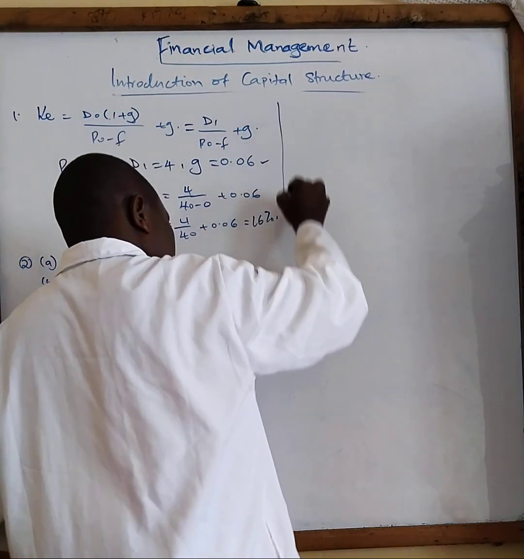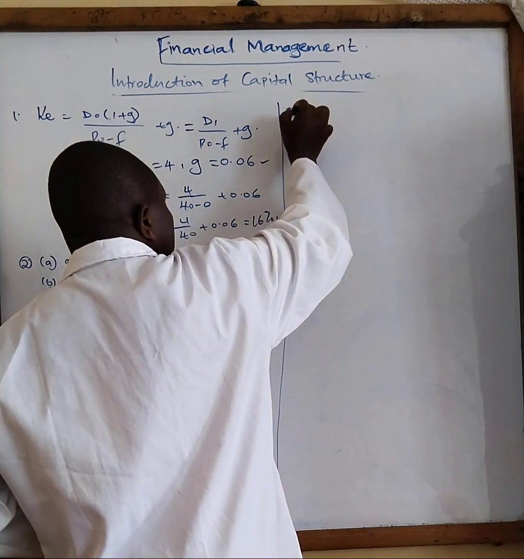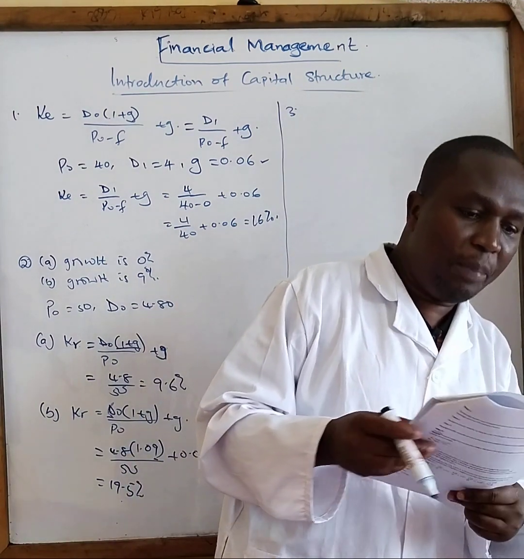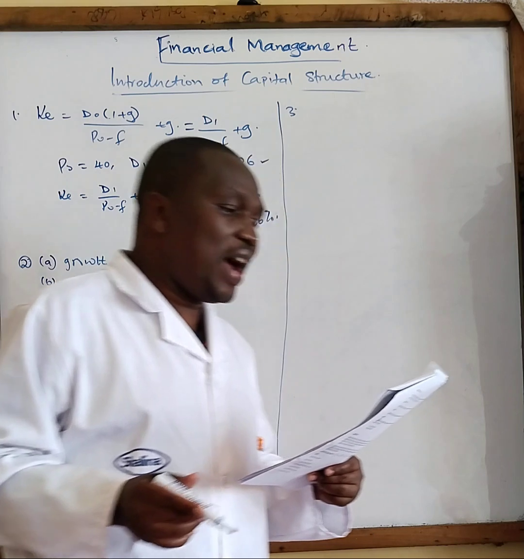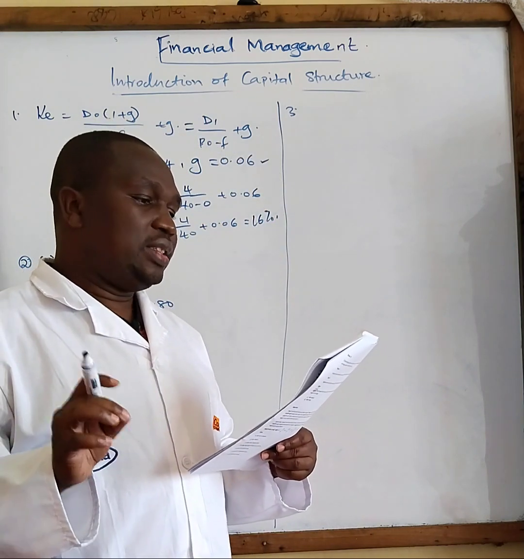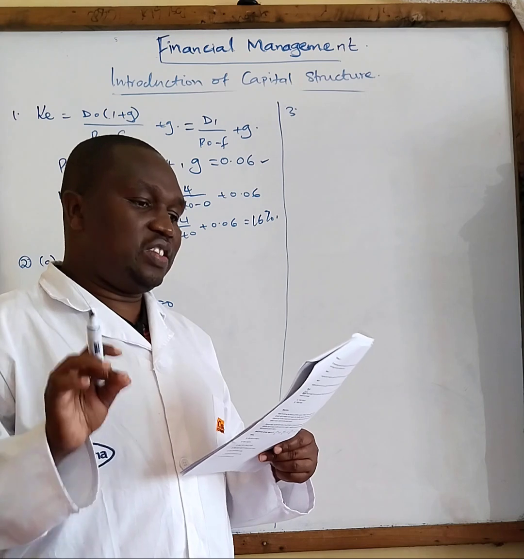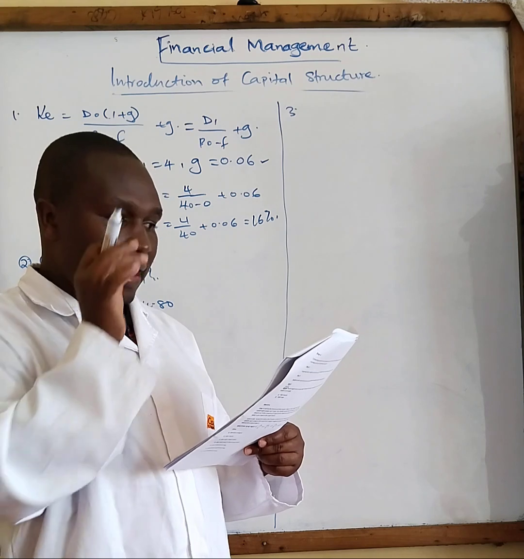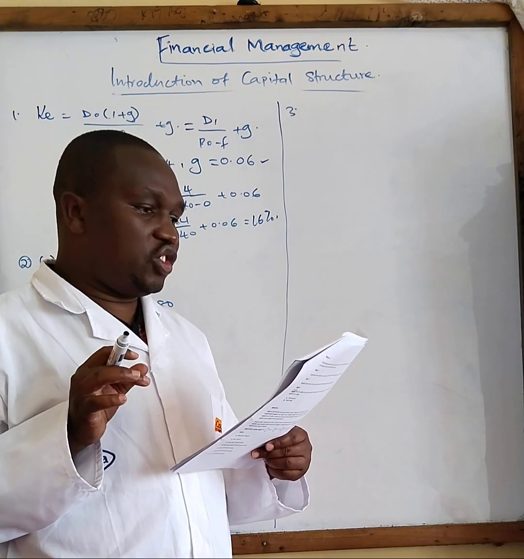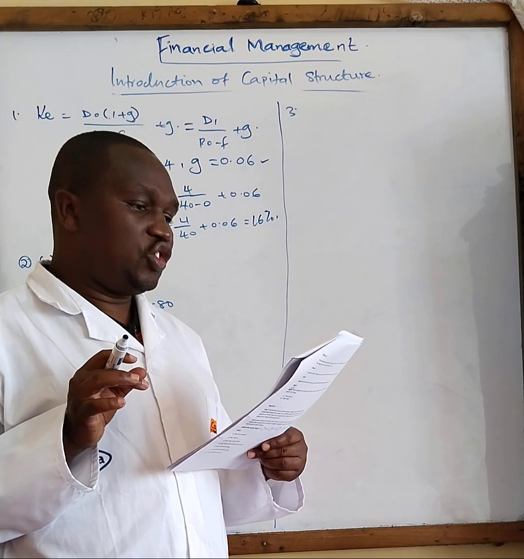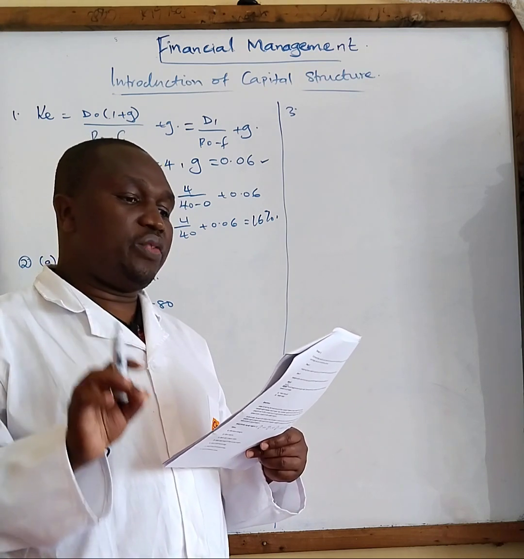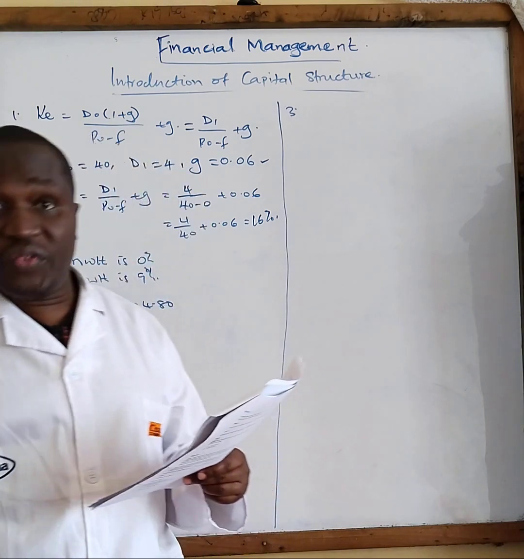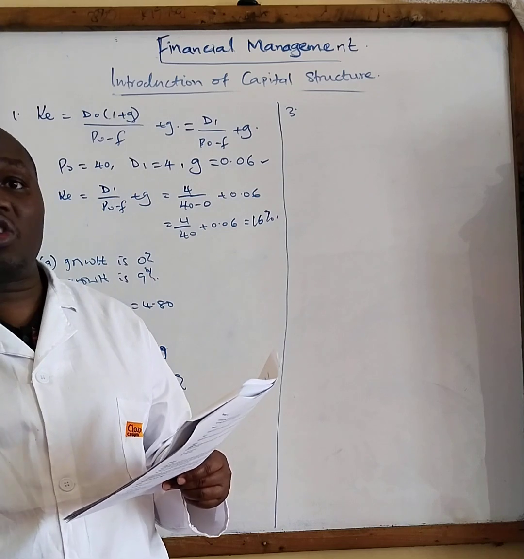Example 3. Example 3 is also based on the same. It says, suppose that Jubilee Company has preferred stock that pays 13 shillings dividend per share and sells for 100 shillings per share in the market. The flotation cost is 3%, or 3 shillings per share. Determine the cost of preference shares. Preferred stock is preference shares and common stock is ordinary shares.